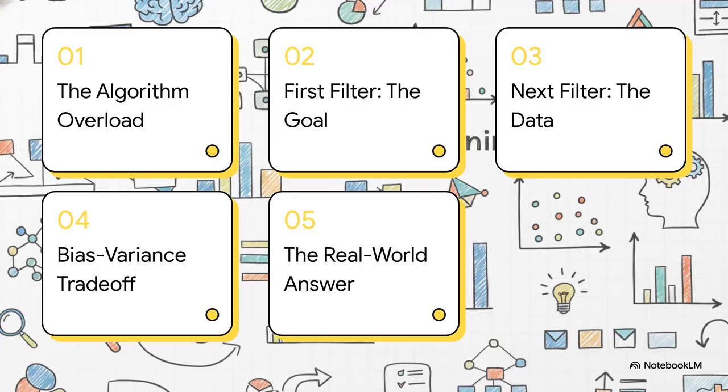To do that, we're going to use what I call the funnel of clarity. It's simple. We'll start with that feeling of overload, then we'll start filtering, first by our goal, then by our data. After that, we'll get into the core theory behind it all, the bias-variance trade-off, and finally, we'll reveal what the pros actually do out there in the real world. All right, let's dive in.